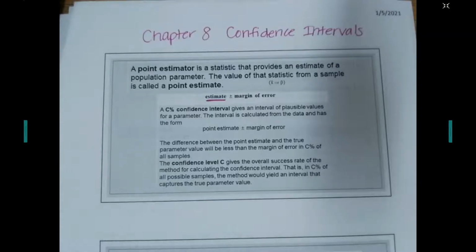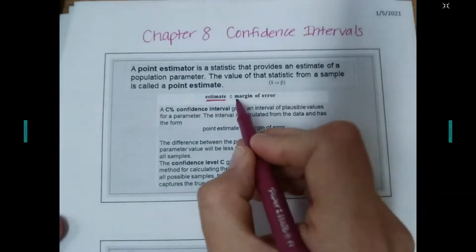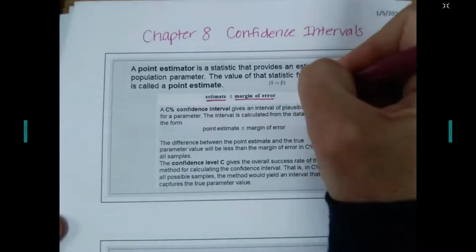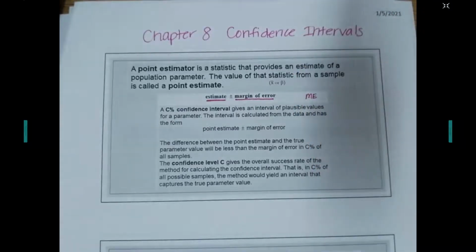So what accounts for that variability is something called the margin of error. And sometimes you'll see me just write ME for margin of error. Okay, so a C% confidence interval, and we might do a 95%, we might do a 90%. It's stating how confident we are in our results, which we'll get to in a second.